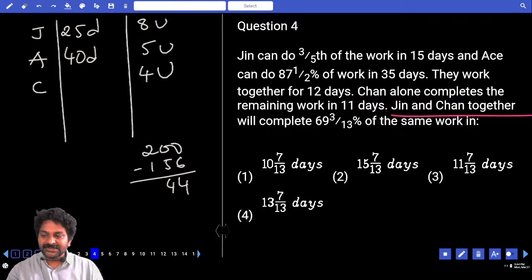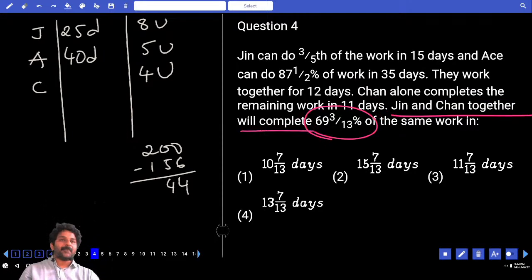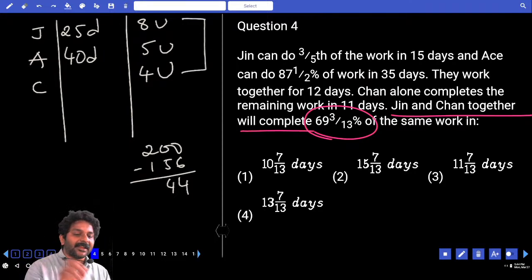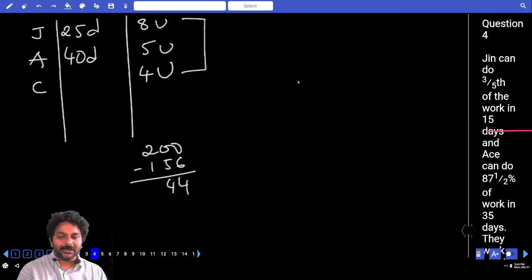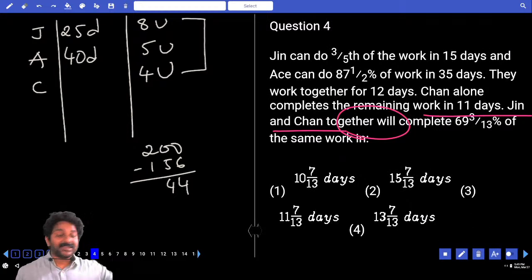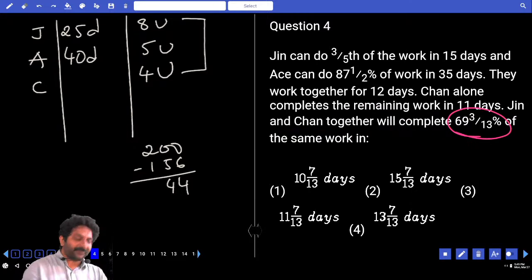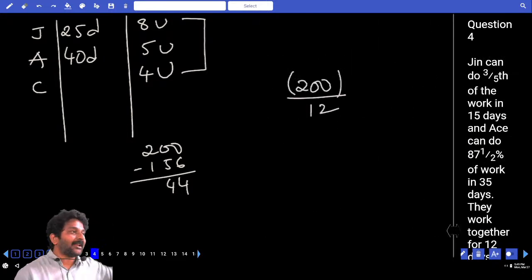Continue. Jin and Chen together can complete 69 3/13% of the same work in how much time? That's what you need to calculate. Now who are working? Jin and Chen. Together they can do 12 units of work. If they need to complete the total work, you can directly go with 200 divided by 12. But they need not complete 100% of the work. They need to complete 69 3/13%. You need to convert this mixed fraction to an improper fraction, and that much percentage should be calculated on 200.